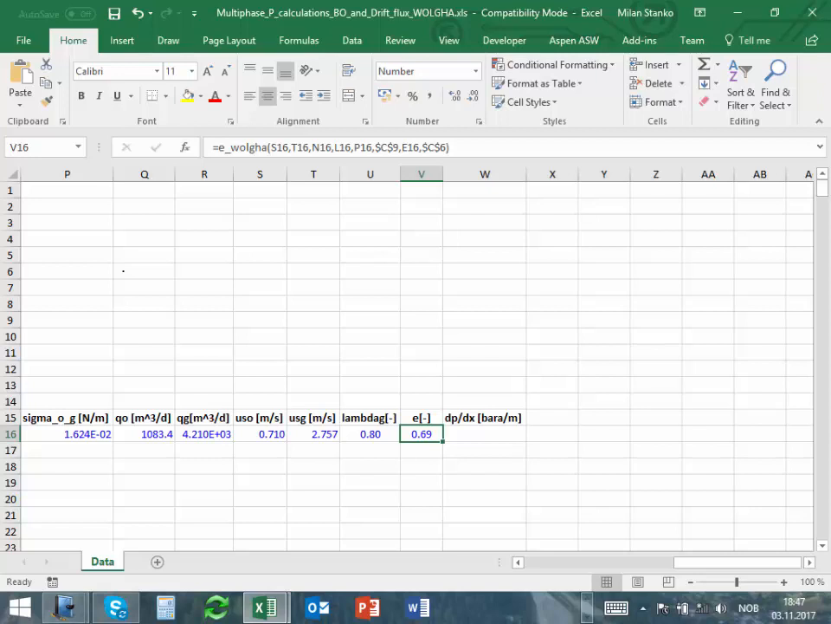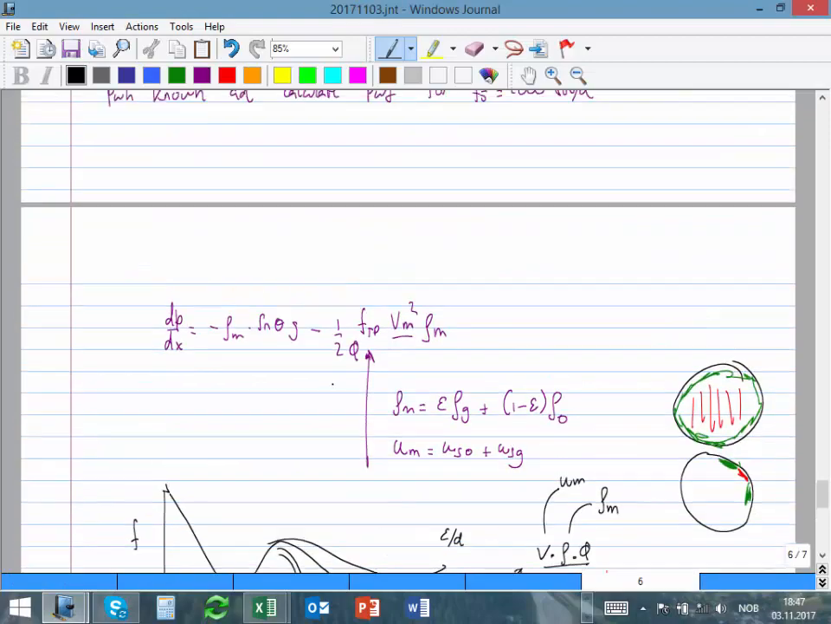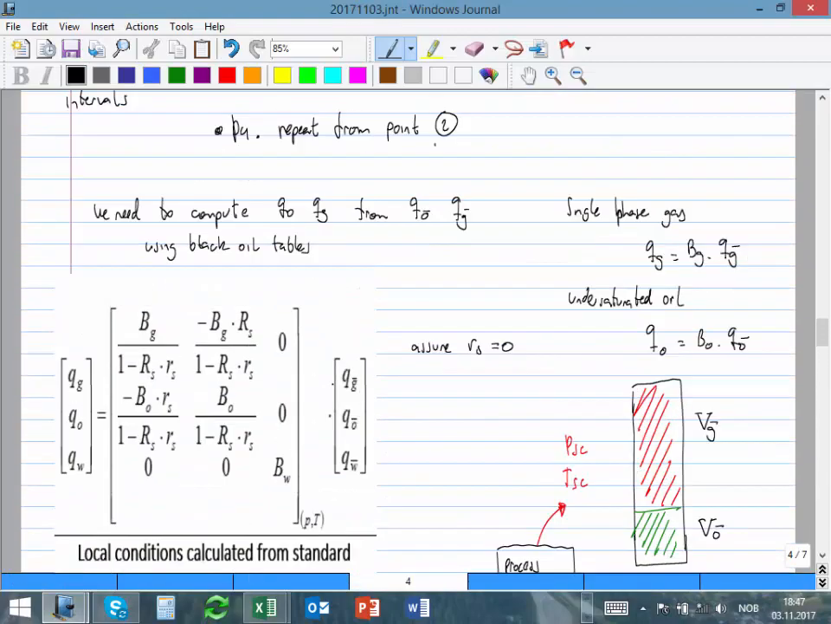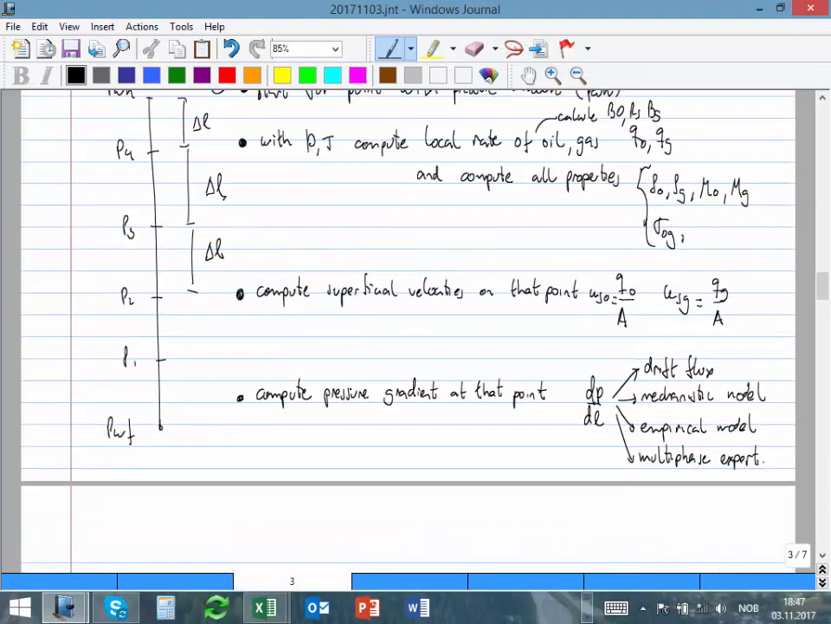Okay, now the last step. Here we are going to call our multiphase expert in this dpdx. I programmed that expert for you. It says compute pressure gradient. Already we have the superficial velocity of oil and the superficial velocity of gas, and we want to compute the dpdx exactly at that point in the tubing.